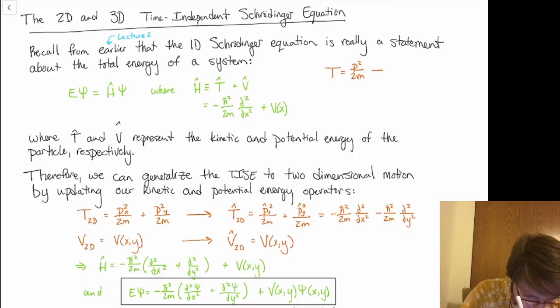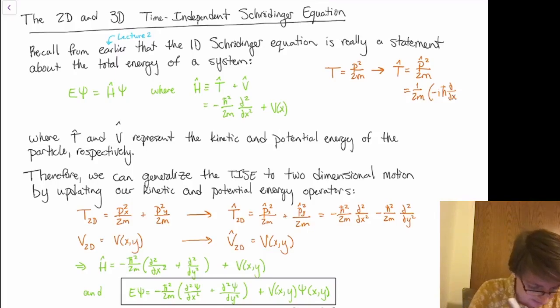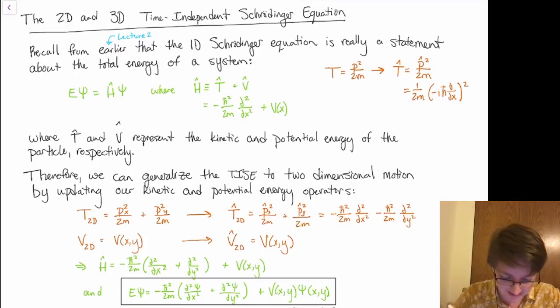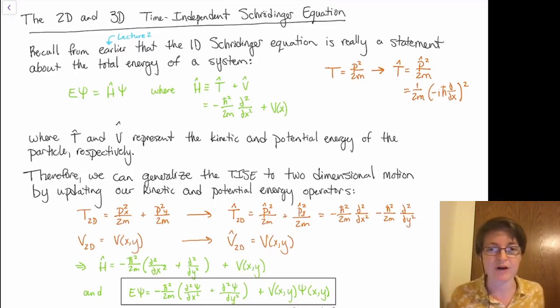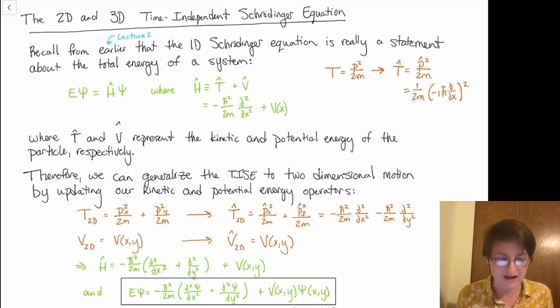that implies that T hat is going to be the momentum operator squared divided by 2m. And since my momentum operator is negative i h bar, partial derivative of whatever the function that appears to the right of it is going to be, d/dx squared, that's where we get this T part of my operator. So that negative h bar squared over 2m, d squared dx squared, that's my kinetic energy piece.